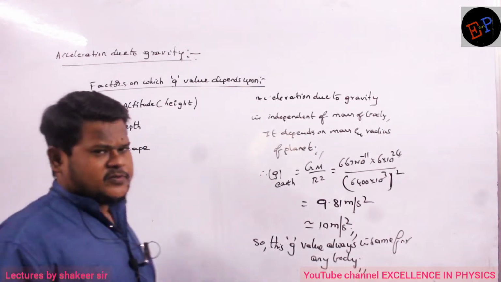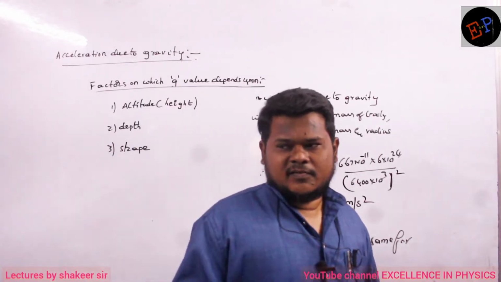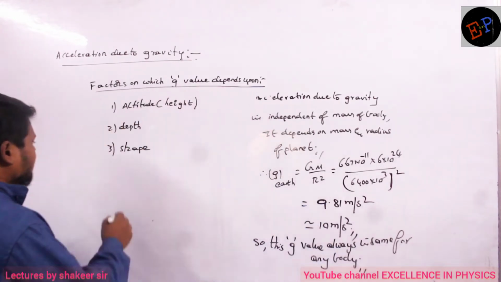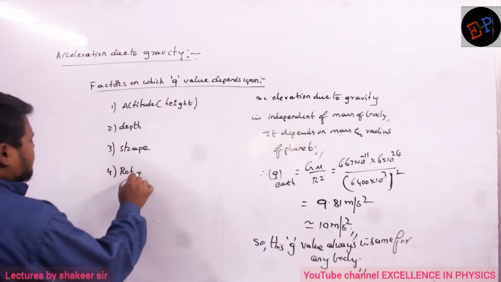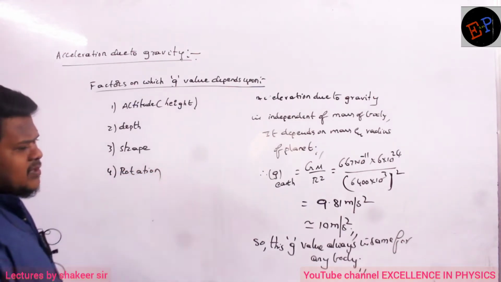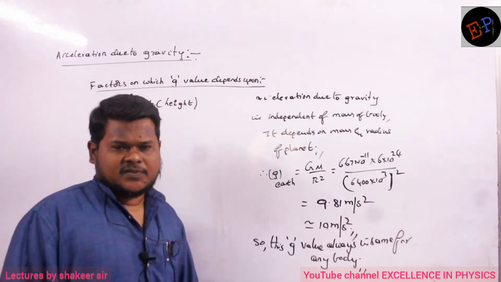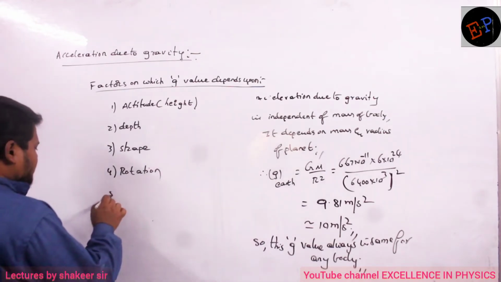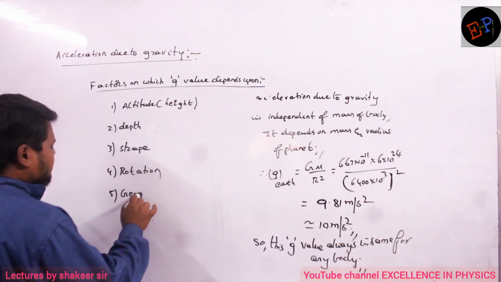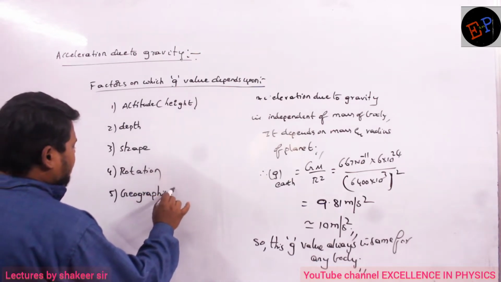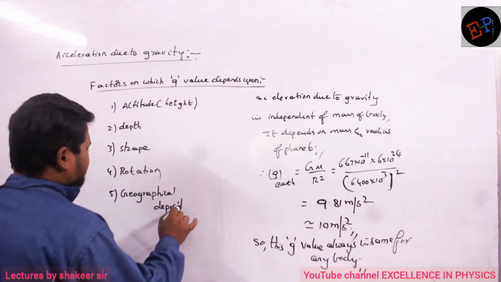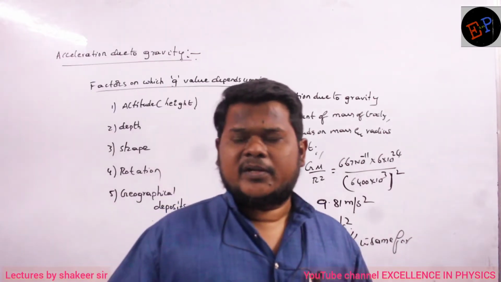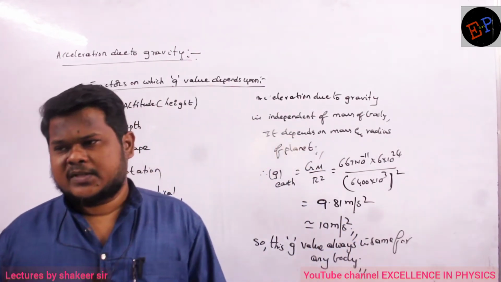Shape of Earth is not a perfect sphere, no? It is bulged at the equator, compressed at the poles. Okay, similarly, it depends upon rotation of Earth also. Because of rotation, centripetal force produces, no? And because of centripetal and centrifugal forces also, g value depends. Clear, ma? And it also depends upon geographical deposits. So, for example, what are the deposits present on the particular area of Earth? Depending on that also, g value changes. Are you able to understand, ma?